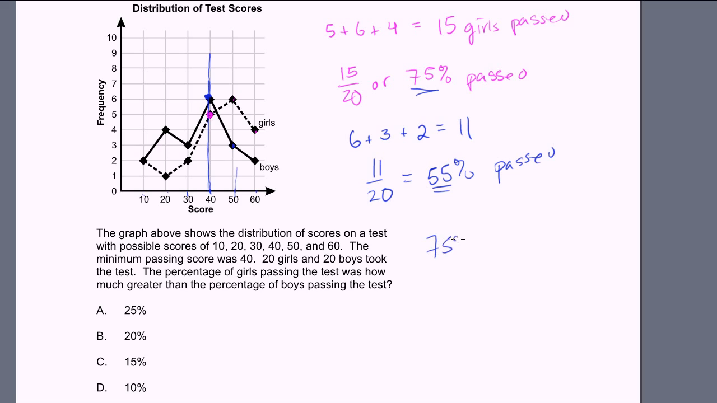Well, 75% minus 55%, that's 20%. The girls' percentage is 20% larger than the boys' percentage. It was larger by 20%. The percentage of girls passing the test was how much greater than the percentage of boys passing the test? Right. It was 20 percentage points greater. Next question.